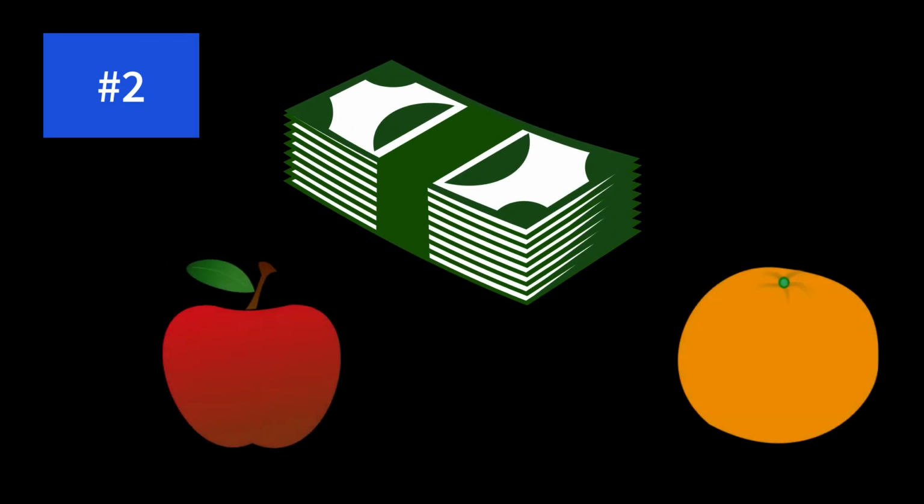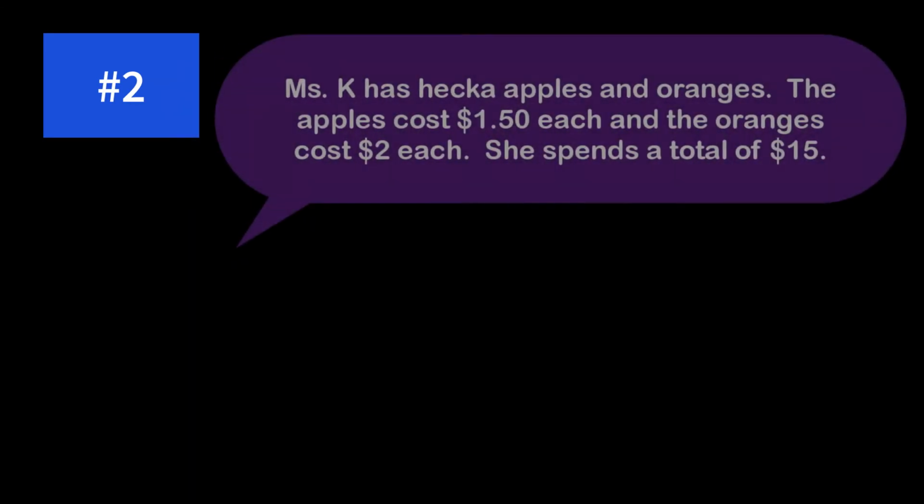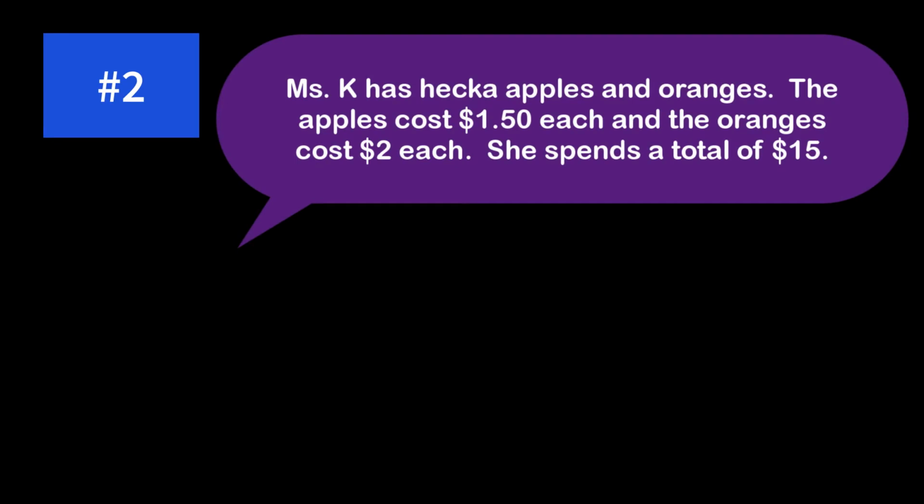For number 2, we're going to play off the same situation. This time, imagine you are buying the apples and oranges. Miss K has hecka apples and oranges. The apples cost $1.50 each and the oranges cost $2 each. She spends a total of $15.